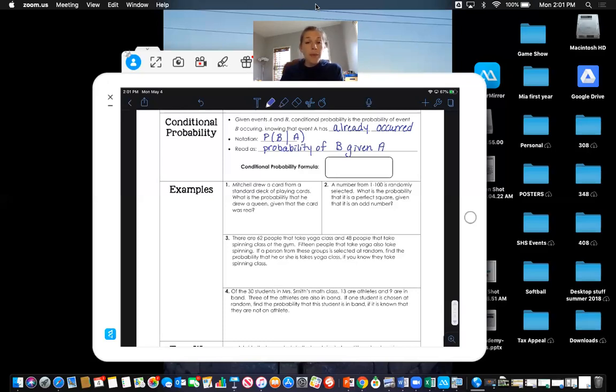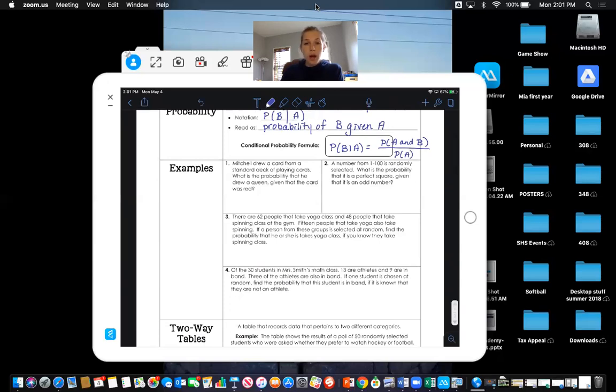So conditional probability formula, here's how you figure that out. The probability of one event given another event happening is found by taking the probability of the given event and the second event, if you want to think about it like that, all over the probability of the given event happening.